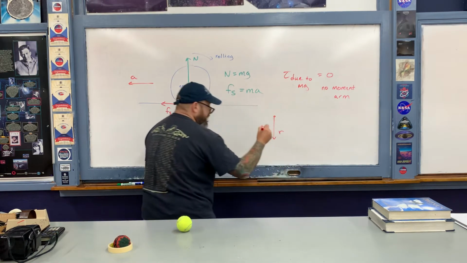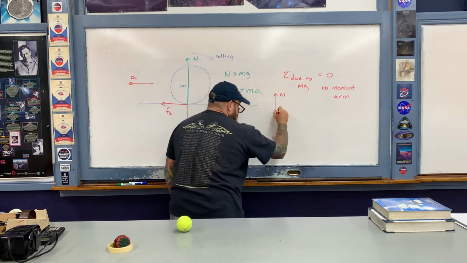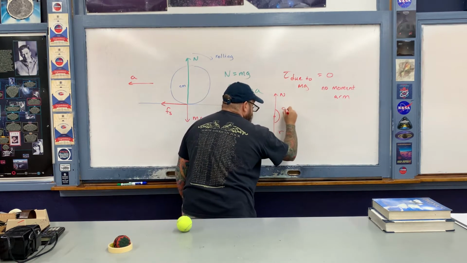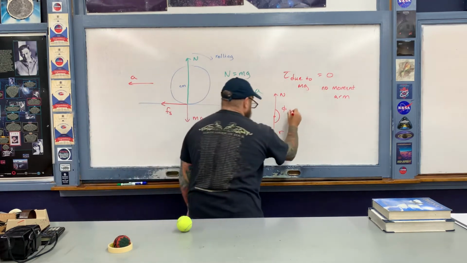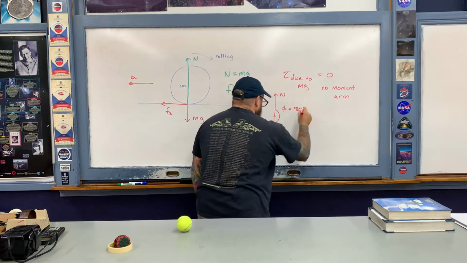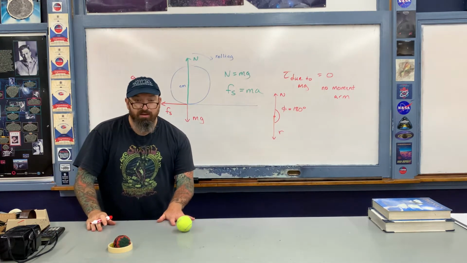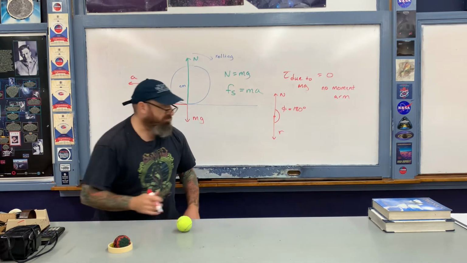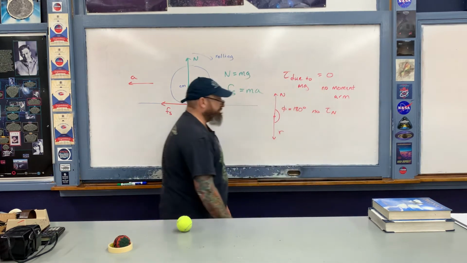So here off to the side, this right here is the radius of the ball. Right here is the normal force. And this angle right here, typically referred to as phi in this situation, is equal to 180 degrees. Now the sine of 180 degrees is equal to 0. Therefore, there is no torque due to the normal force, referred to as tau sub n.